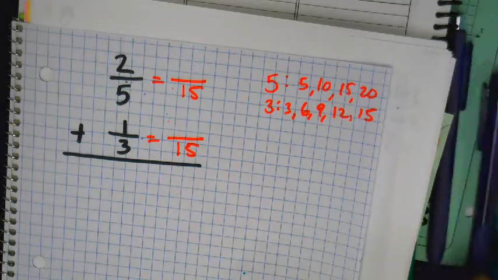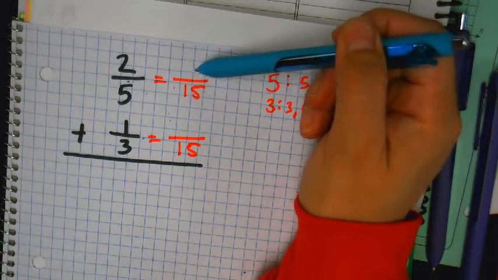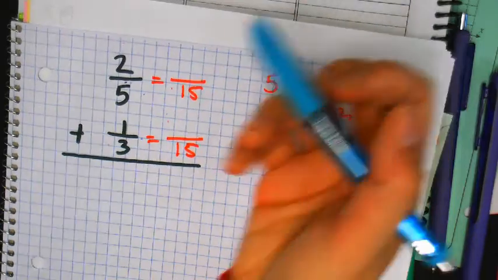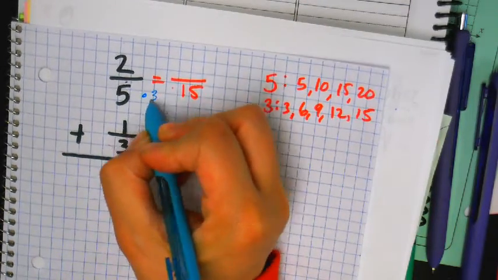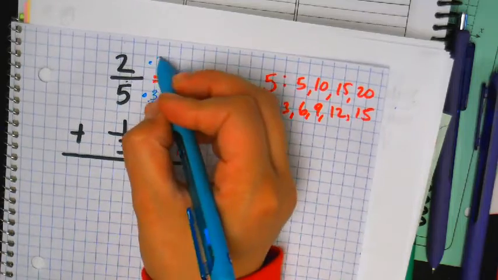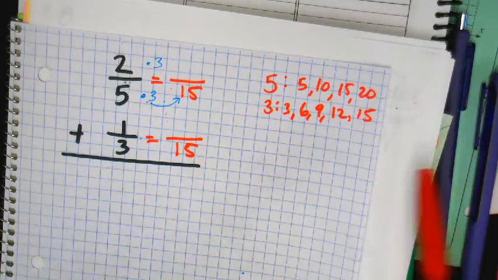Okay, what is my new top number? What is my new top number? 6. Why? Because you have to multiply by 3. We have to times 3 by 2. So 5 times 3 is 15. So times 3. What's 2 times 3? 6.